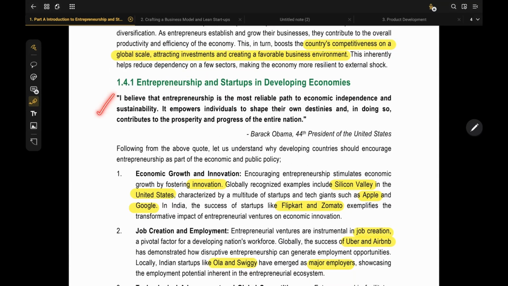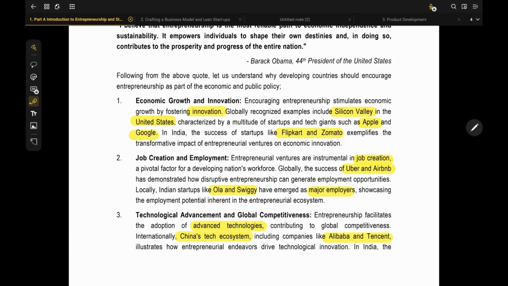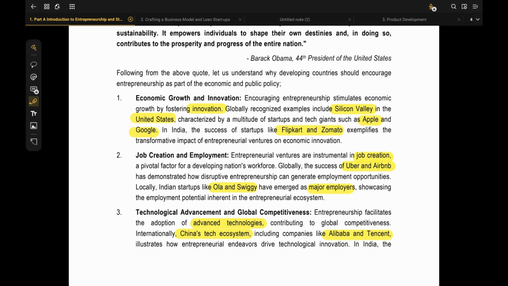This is a quote of Barack Obama in favor of entrepreneurship. You can read it by pausing the video. And then, what are all the advantages of entrepreneurship? Why should we do entrepreneurship? Those are the reasons here. Economic growth and innovation. As I already said, economic growth will be there, innovation will be there. In Silicon Valley, in the United States, there are very big tech giants like Apple and Google. That is giving innovation and economic growth for the United States. In India, like that, Flipkart and Zomato are bringing economic growth.